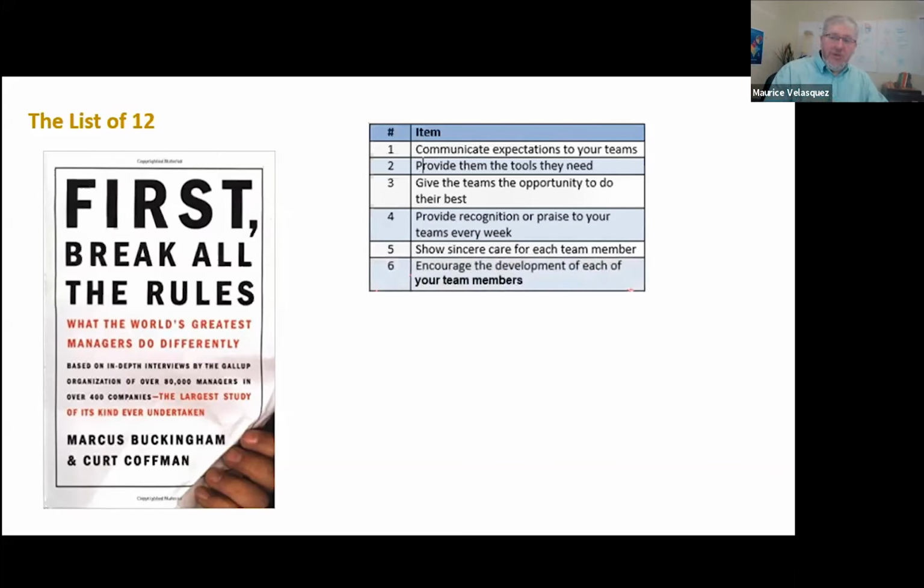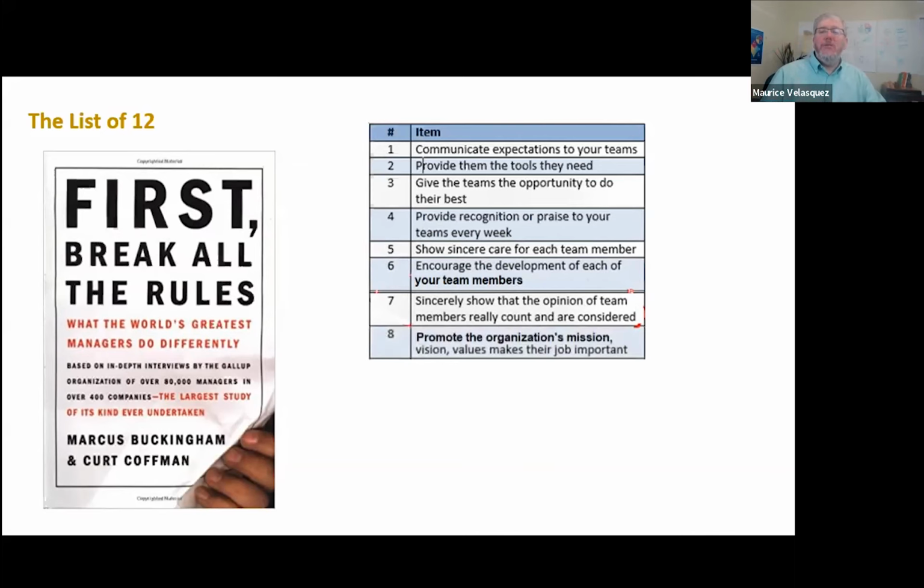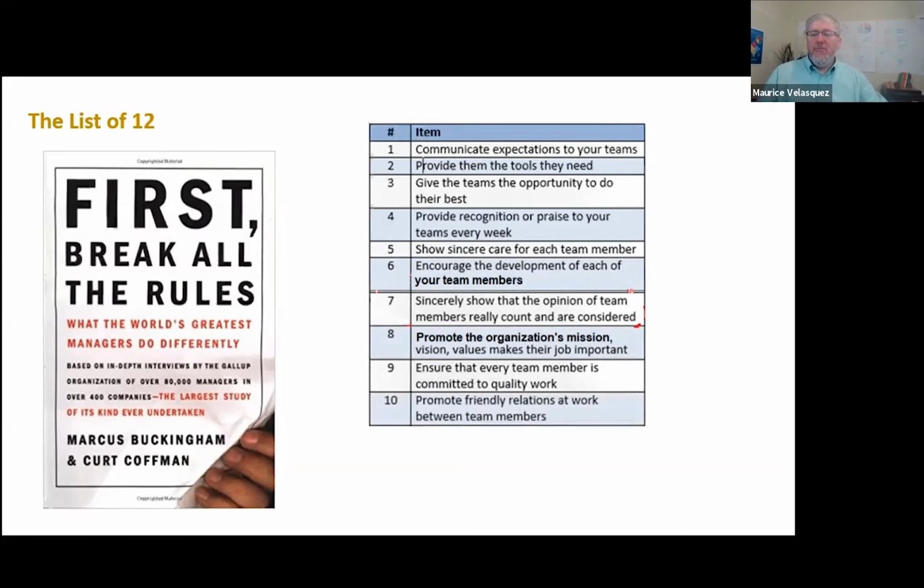Show sincere care for each team member. Encourage the development of each of your team members. Sincerely show that the opinion of team members really counts and is considered. We're going to come back to some of these a little later in the webinar. Promote the organization's mission, vision, values. Ensure that every team member is committed to quality work. Promote friendly relationships at work between team members.